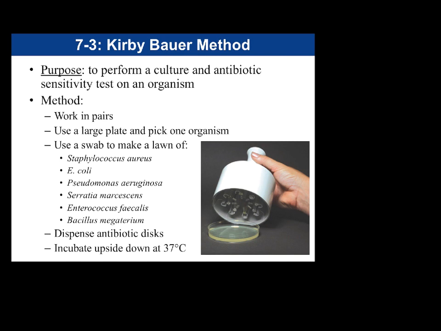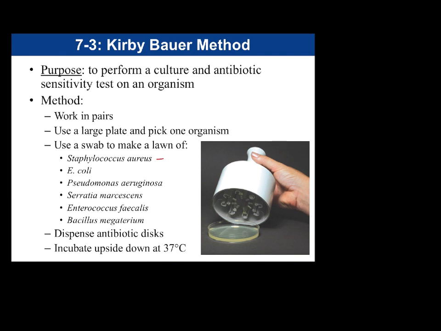For this in lab, we would have you work in pairs. We're going to use a very large plate, and you would inoculate your one plate with one of the following organisms, and you would make a lawn of bacteria over the surface of this plate, and then you would bring it up front to our antibiotic dispensing disc machine to where you would disperse the antibiotics onto the plate, and then you would incubate this plate at 37 degrees Celsius.